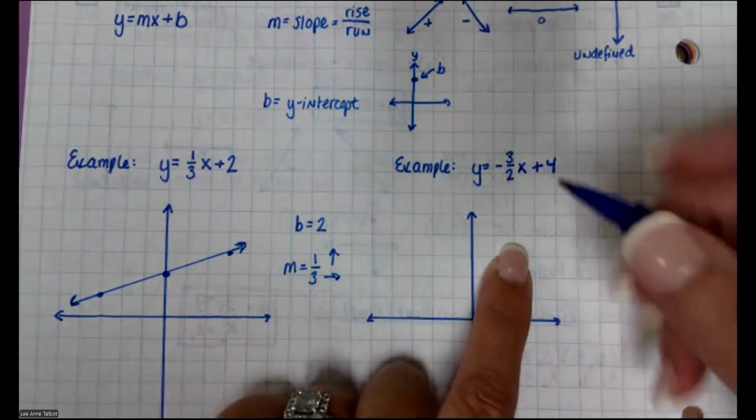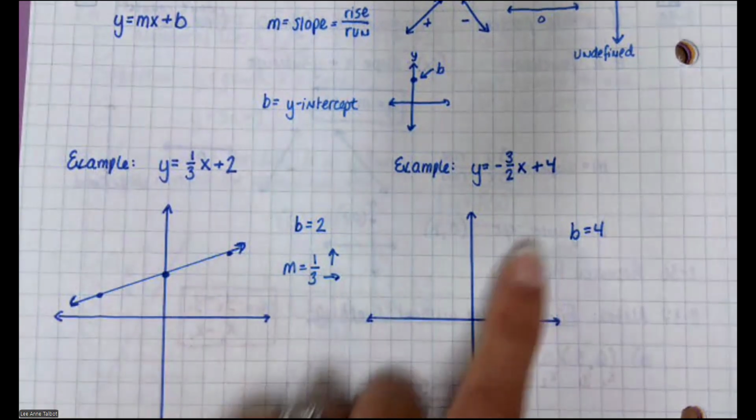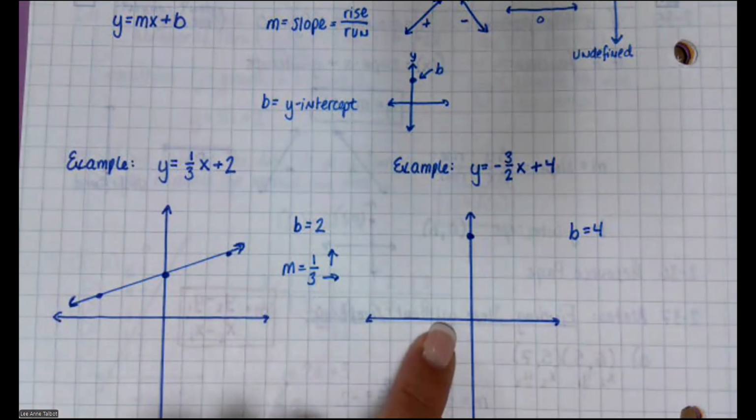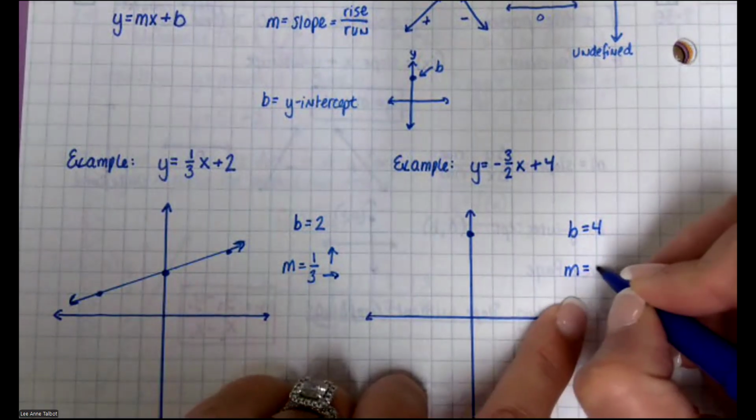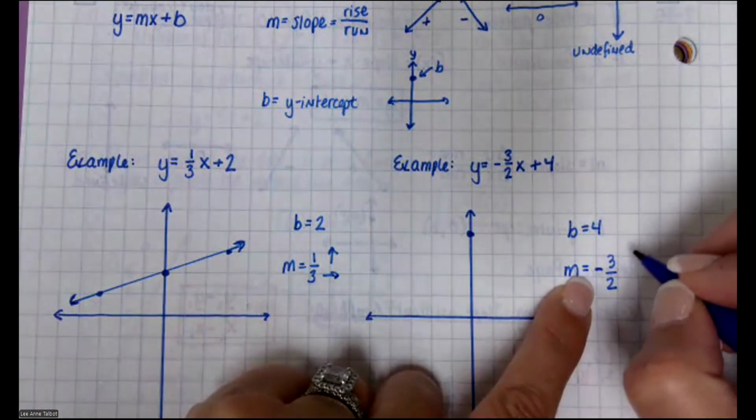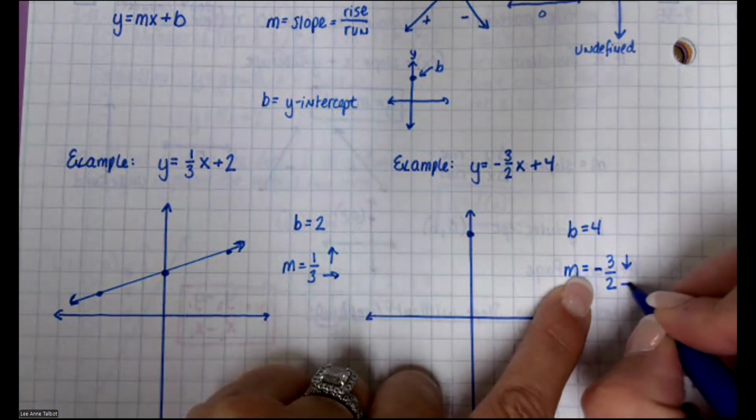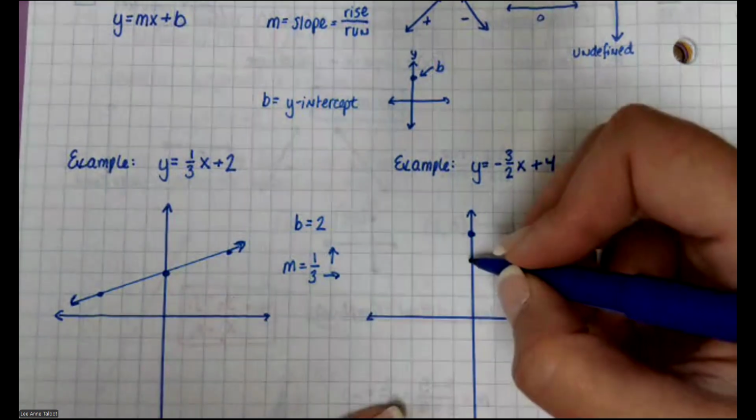Okay. Second one, b is 4. So y-intercept is 4. And then the slope on this one is -3 over 2. Because of the negative, I'm going to go down, but I always go right. So this one is down and right instead of up and right.